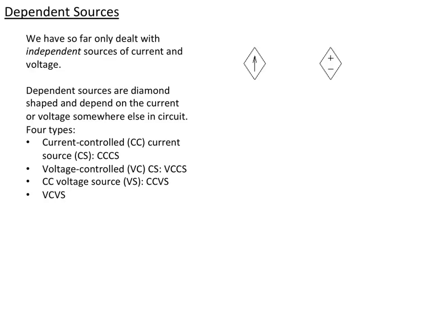And the basic idea is that the current in a current source, or the voltage in a voltage source, depends on the current or voltage somewhere else in the circuit. And so we basically have four options. We can have a current-controlled current source, or a voltage-controlled current source, or a current-controlled voltage source, or a voltage-controlled voltage source.